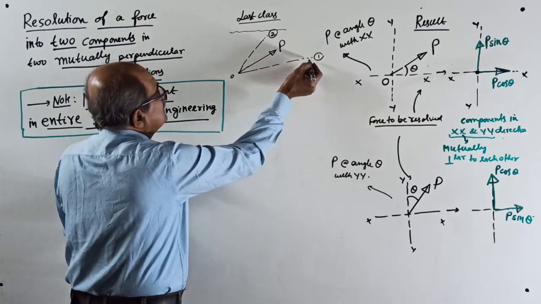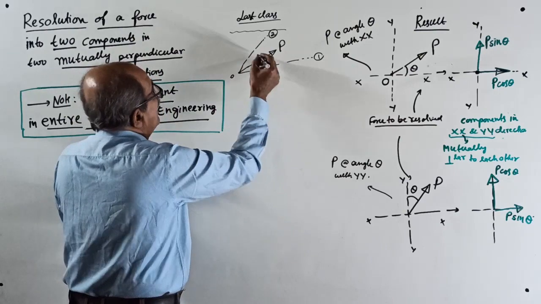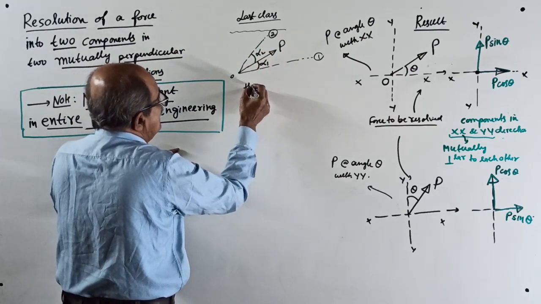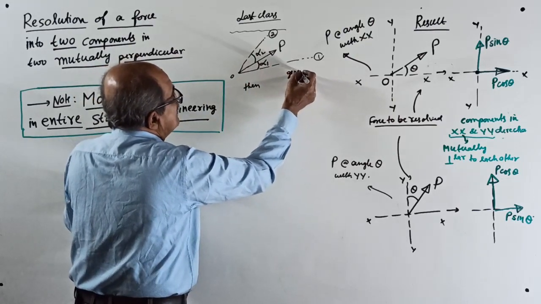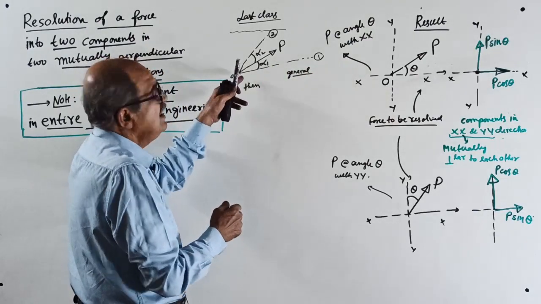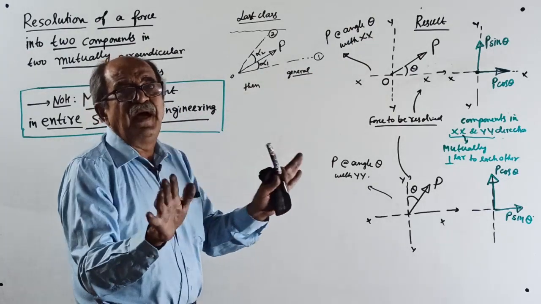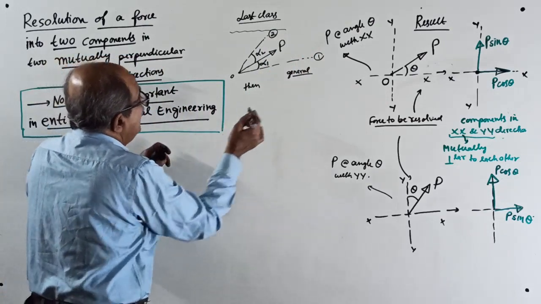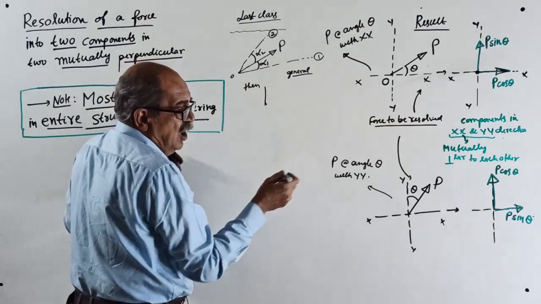The angle the force P makes with direction number 1 is alpha 1. I don't call it theta. This is alpha 2. Remember, this is a general case. There is no restriction: resolution of a force along any two given directions. There is no rule that they should be mutually perpendicular.